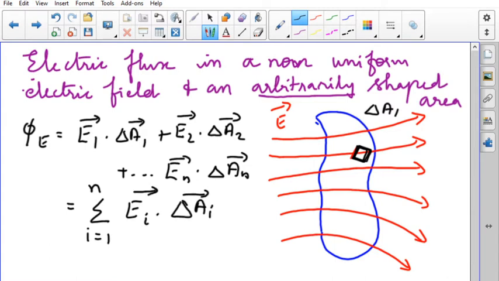So how this area becomes a vector? If you draw a normal to the area, it will become an area vector. So here also, if you draw a normal to this area, it is making an angle theta with the electric field, and this is the area vector. So by taking this delta Ai vector tends to 0, if this area is very small, then the summation in the equation will become an integration.